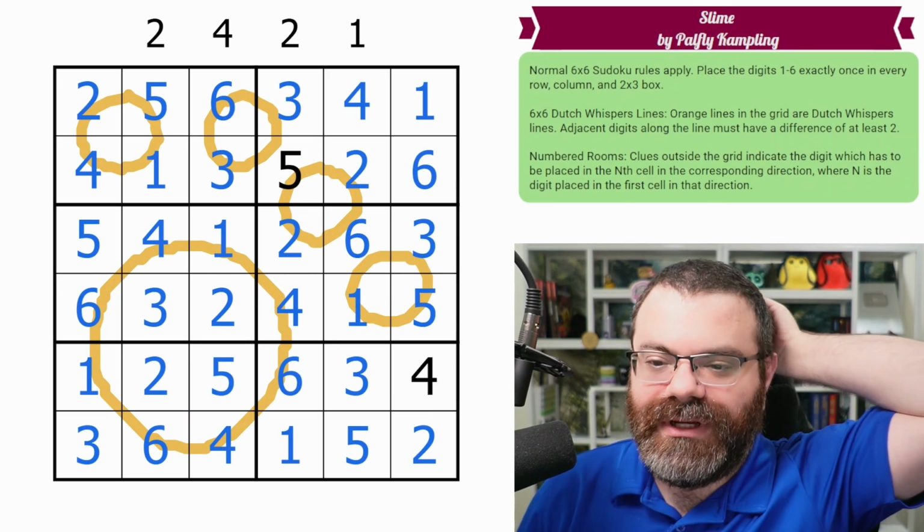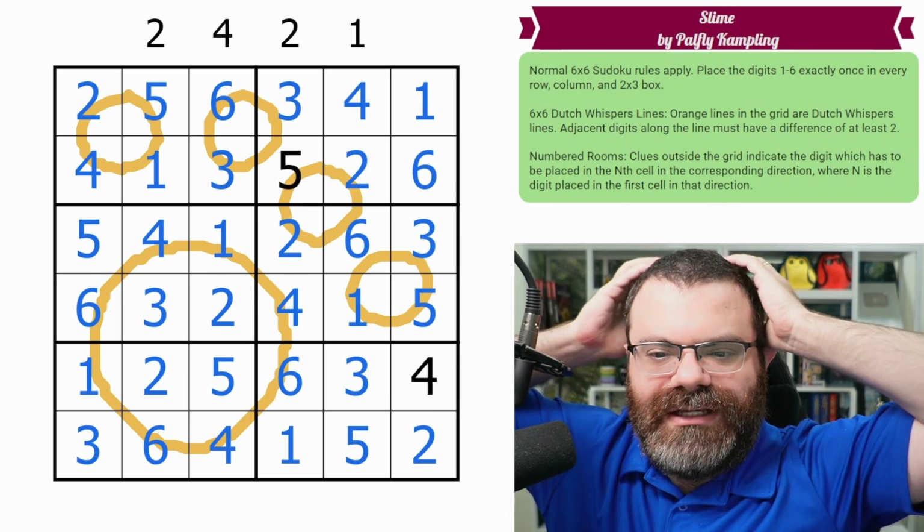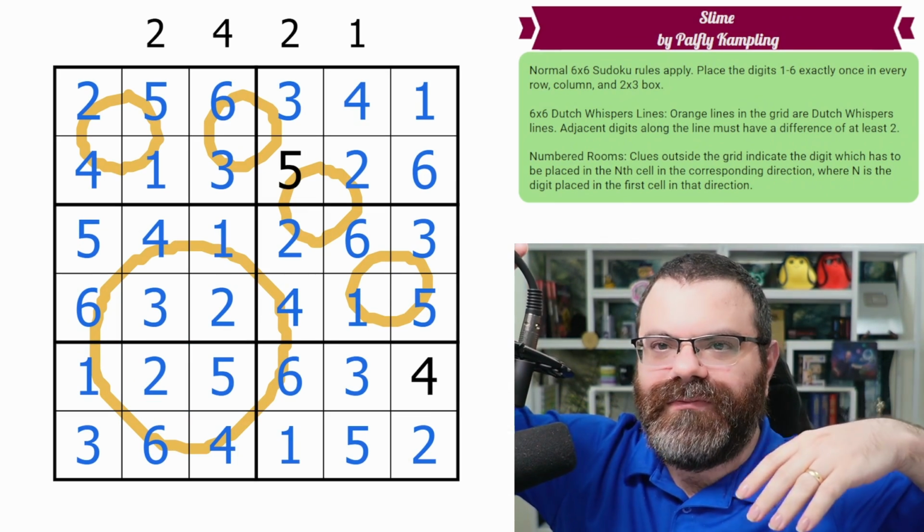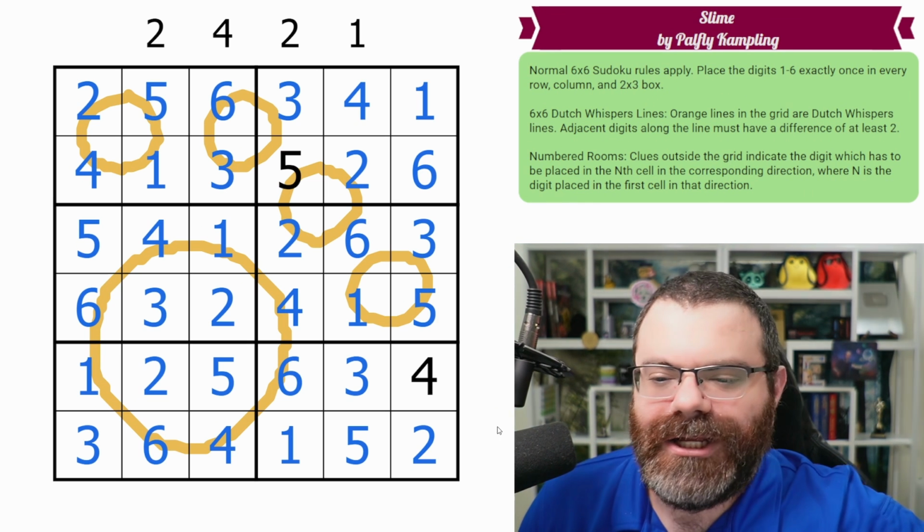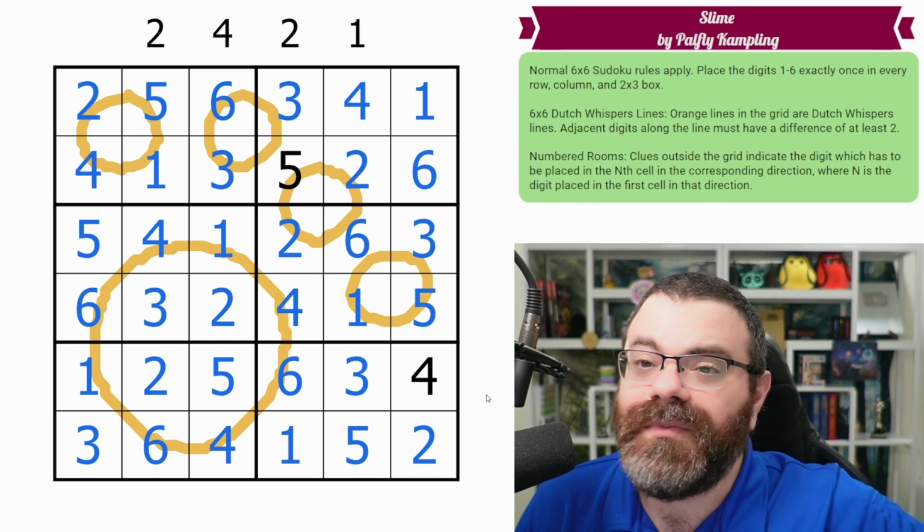Cool. Once I realized they were just non-consecutive lines, it made it easier to think about because I'm very used to non-consecutive rules. But that was neat. I liked that. Hope you enjoyed it as well.